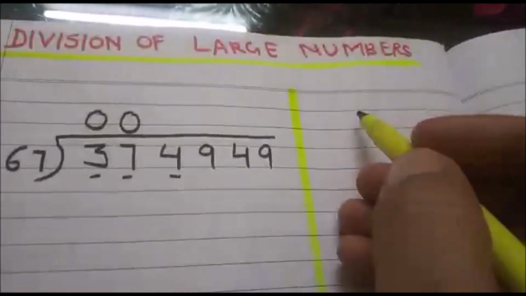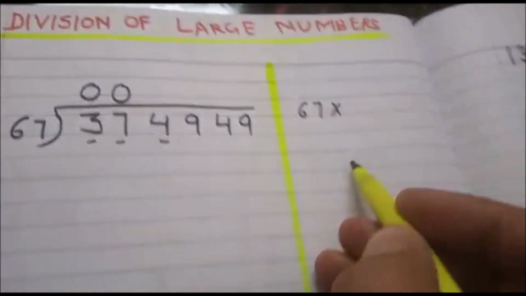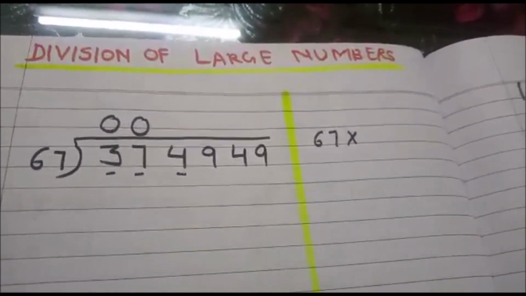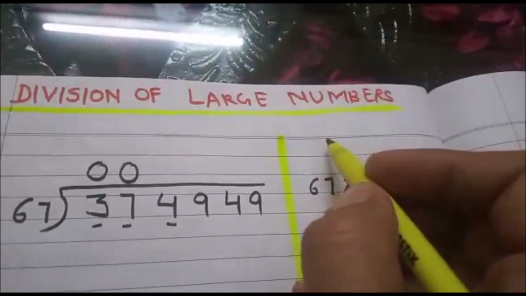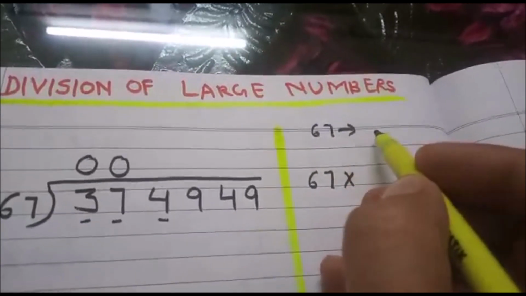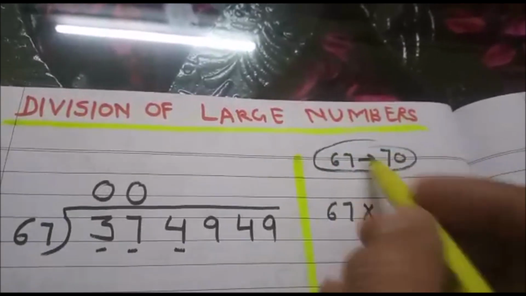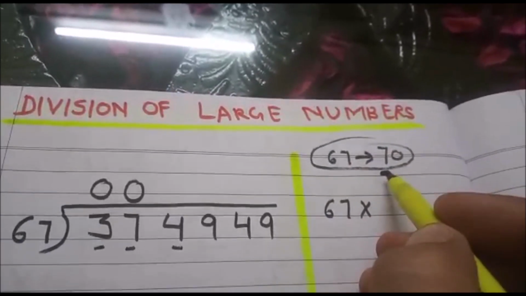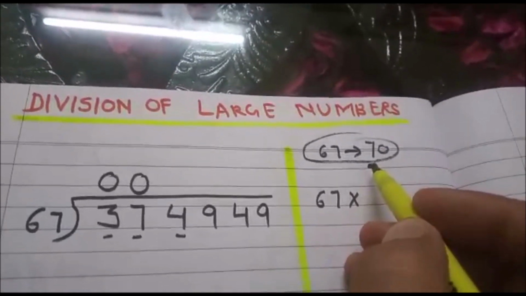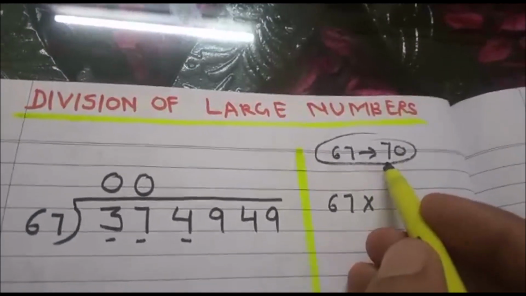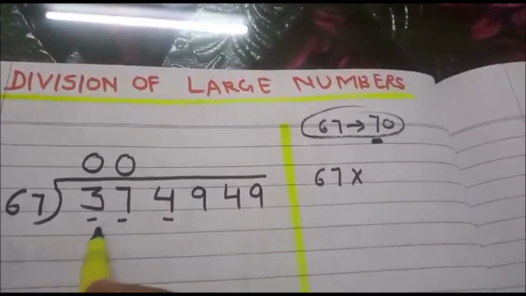So there are two methods we can opt. Either we write the table of 67, full table of 67, or we can go for guess method. Guess method means 67 is nearer to which number, 60 or 70? It is nearer to 70. So by guessing the table of 7, we can find out the best possible number to be written here. See, count the table of 7 till 37.